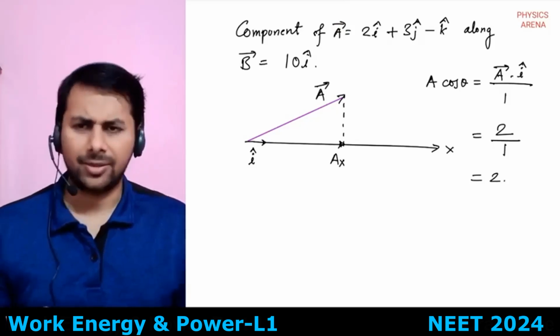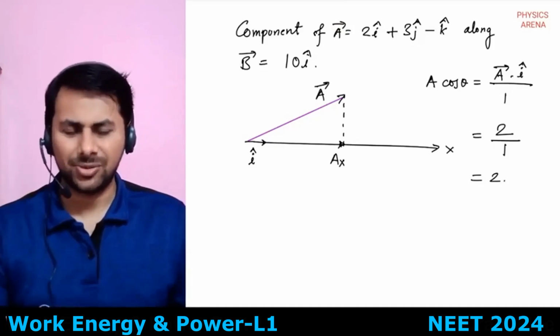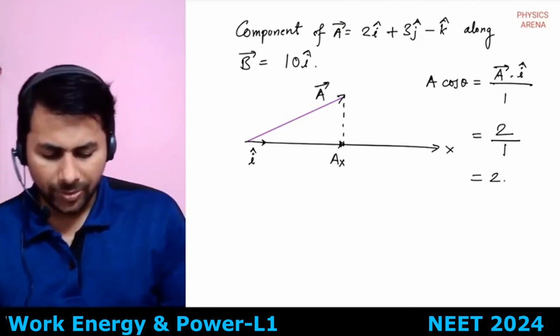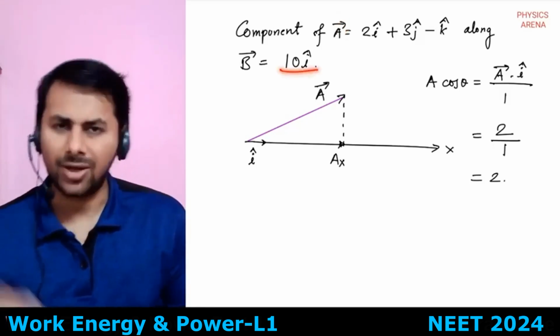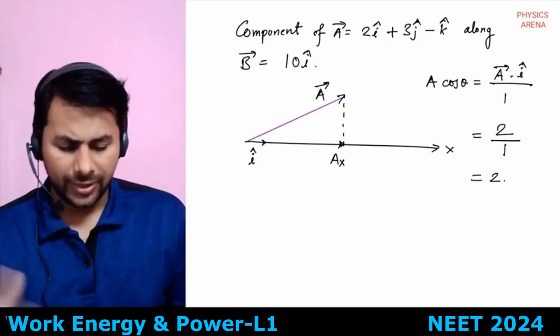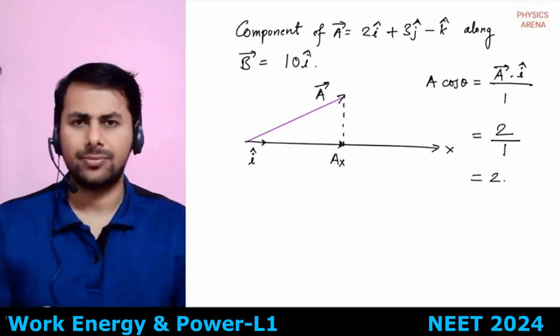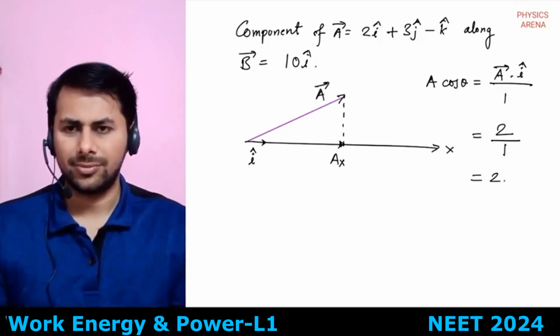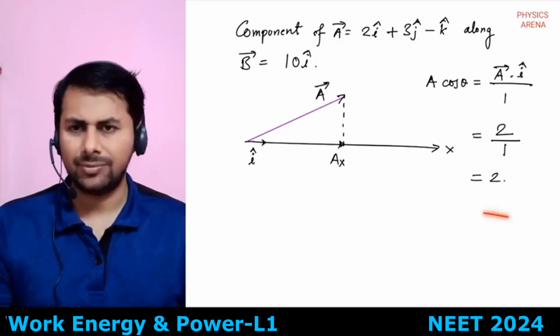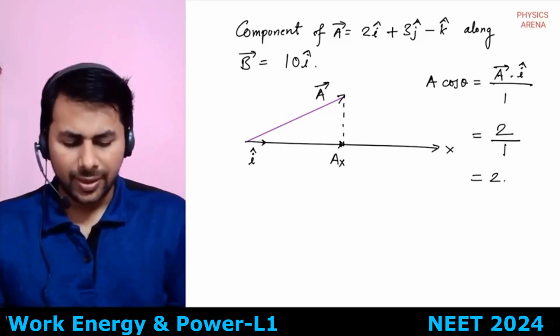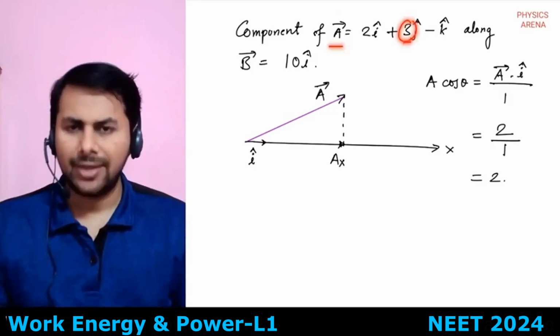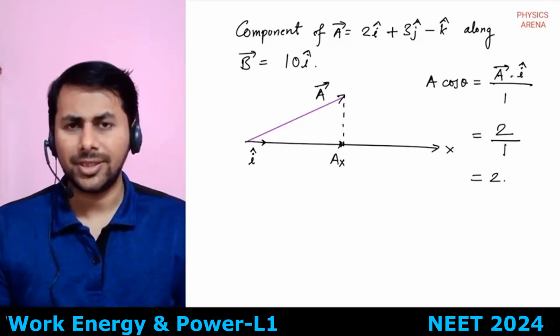20 divided by 10, right? 20 divided by 10, that is 2. But now, if you want to find the component of A bar along the x-axis only, because this vector is along the x-axis only, you can just say it is 2. Right? No need to solve. Okay. What is the component of A along y? Just 3.